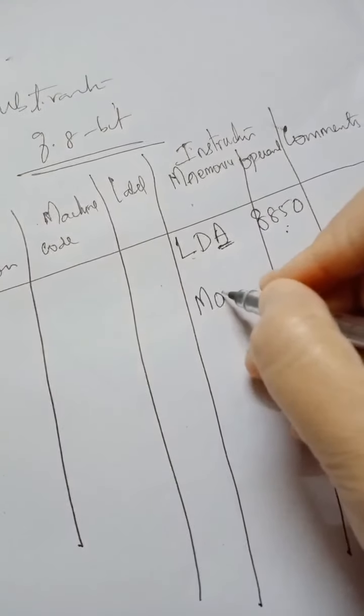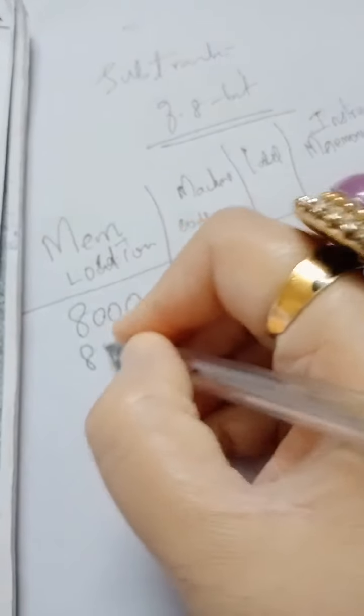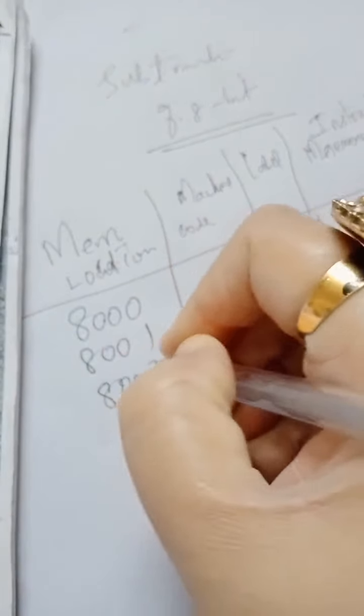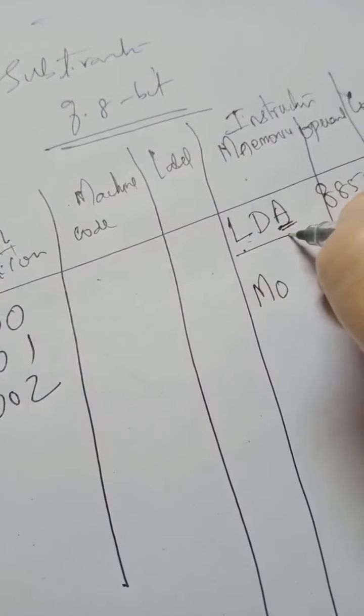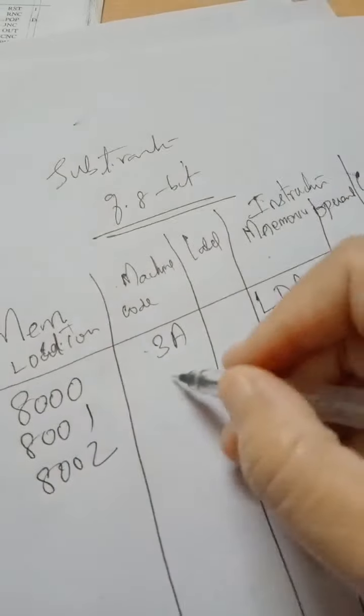Then I will move, after that I have to code this. For coding, it is a 3-byte instruction: 8000, 8001, 8002. So it is a 3-byte instruction. What is the code of LDA here? LDA code will be 3A. You have to see this in the hex code sheets. Okay, 3A is the code for LDA.